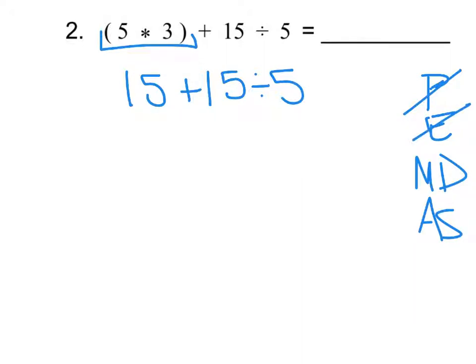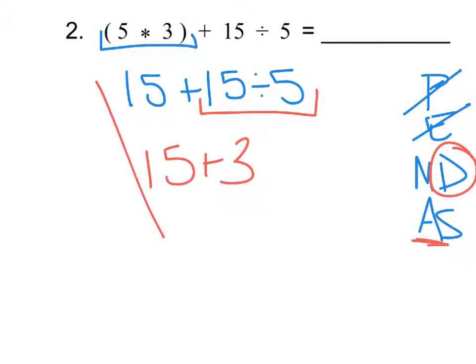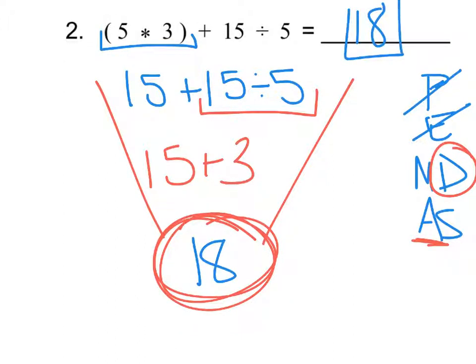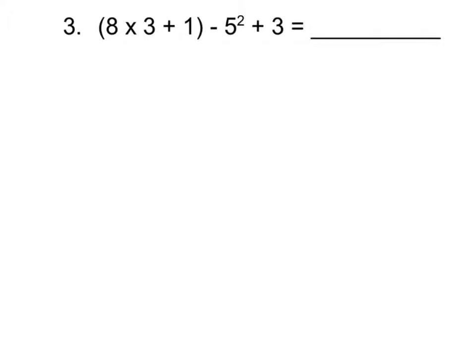Now I'm looking to see if I have any multiplication or division. I have a division problem here, so I'm going to do my division next because that comes before addition. 15 divided by 5 is 3. Now I have 15 plus 3. Once again, I'm filing down to my final answer. 15 plus 3 is going to get me an answer of 18. So my final answer for question number 2 should be 18. Let's take a look at question number 3.